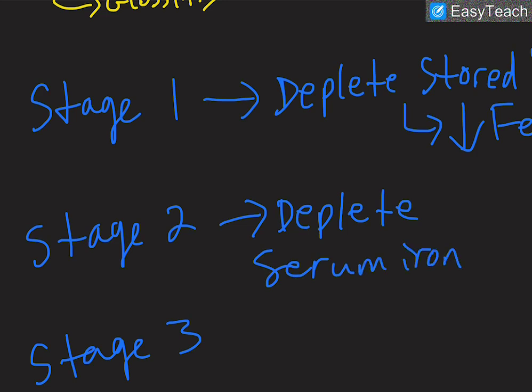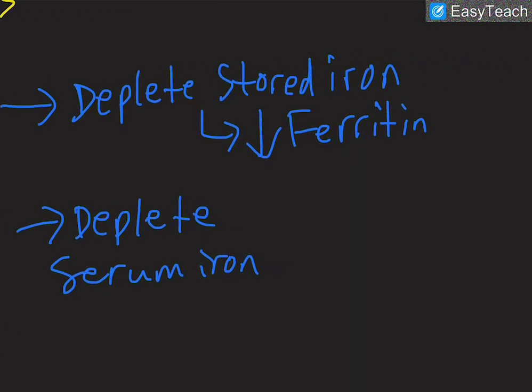So if you start depleting your serum iron, next, then what happens? Let's go one step back again. If you're depleting your stored iron, what does transferrin do? It takes iron to your tissues. Well, your tissues are now depleted of stored iron. Therefore, that's why you have low ferritin.